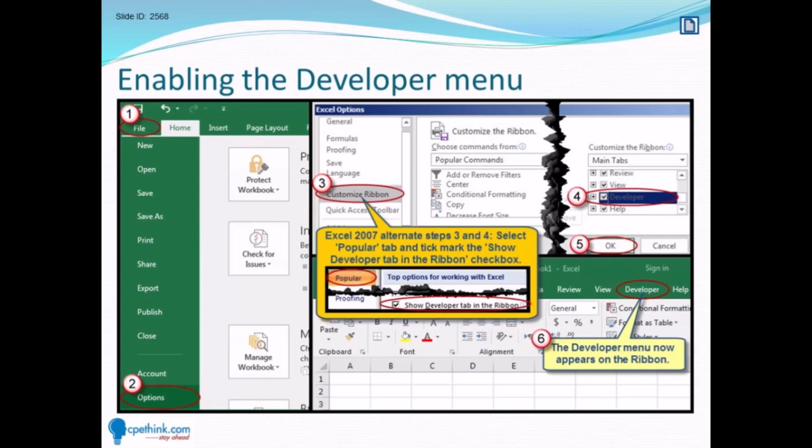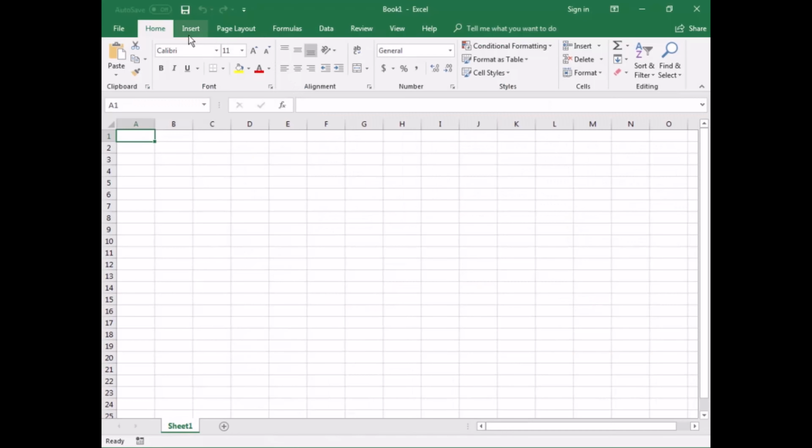If we're still using Excel 2007, instead of clicking on Customize Ribbon, which does not exist in that version of Excel, you'll instead choose Popular at the top of the list there. And on that set of popular options, you'll see a checkbox that says Show Developer tab in the ribbon, and then you'll click OK. To see that in Excel, presently there's no Developer menu at the top here.